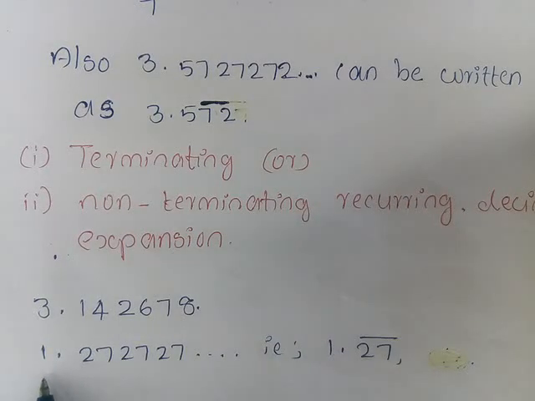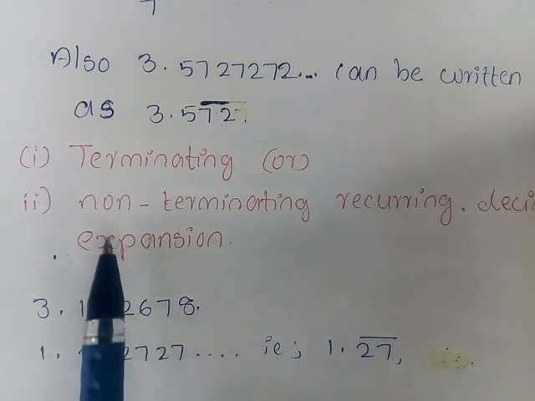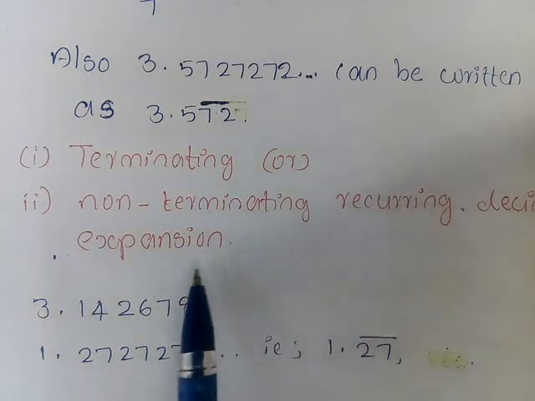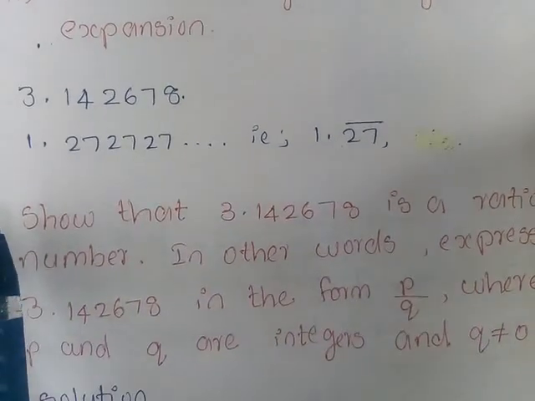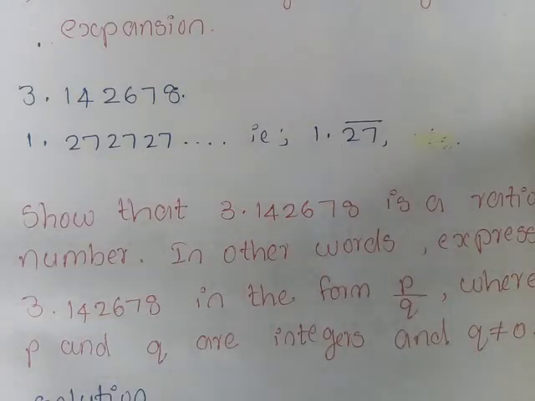Second question, is 1.272727 etc., that is 1.27 bar, a rational number? What about the decimal expansion? Yes, 1.272727 etc. is a rational number and the decimal expansion is a non-terminating recurring decimal expansion. Now we will discuss some example questions.